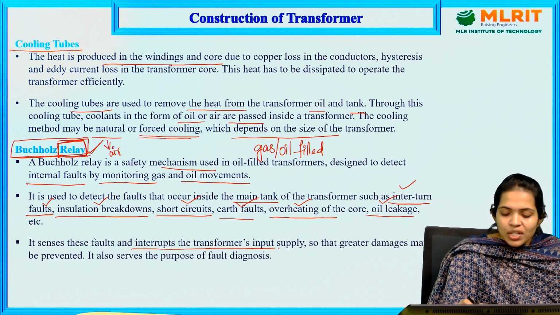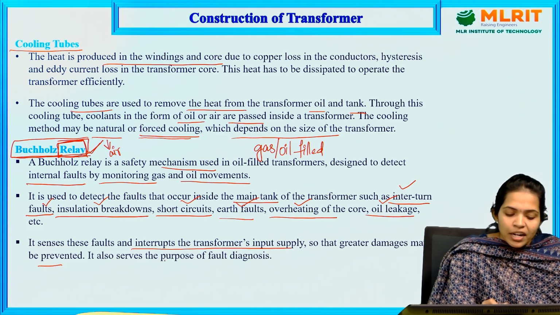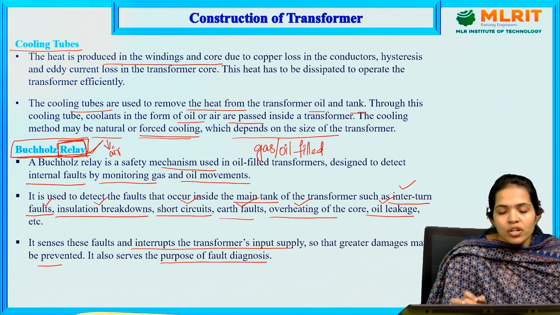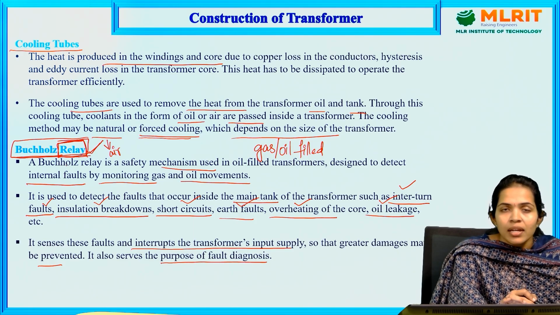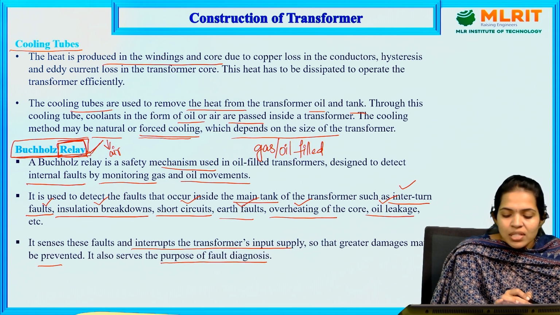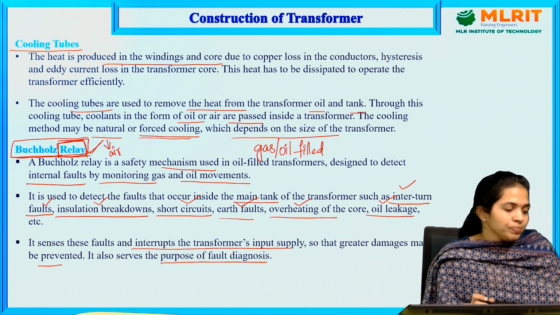It interrupts the transformer's input supply so that great damage may be prevented, and it also serves the purpose of fault diagnosis. All these kinds of faults are sensed by this relay, and it gives an alarm signal, disconnecting the transformer from the supply system and the load system.